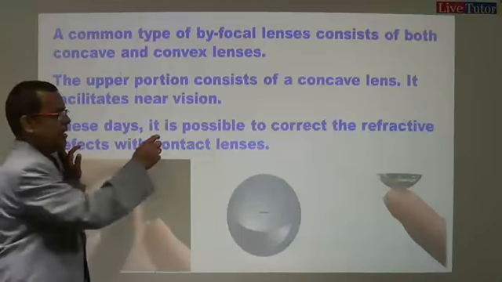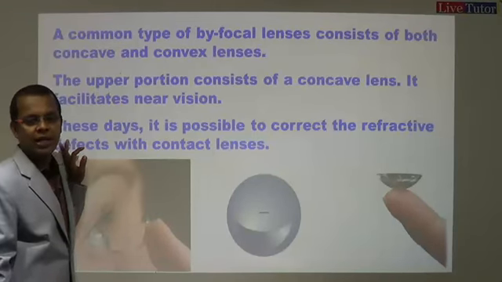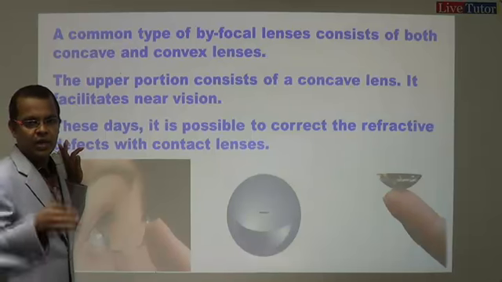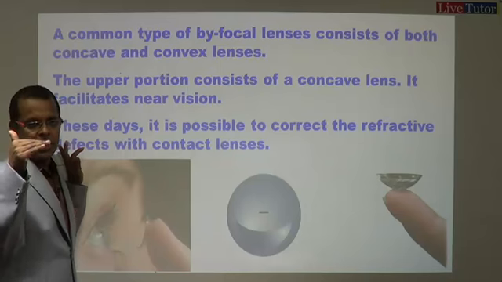And usually, as we have already told, the upper portion is used for correcting hypermetropia, and the lower part is for myopia, which facilitates near vision.